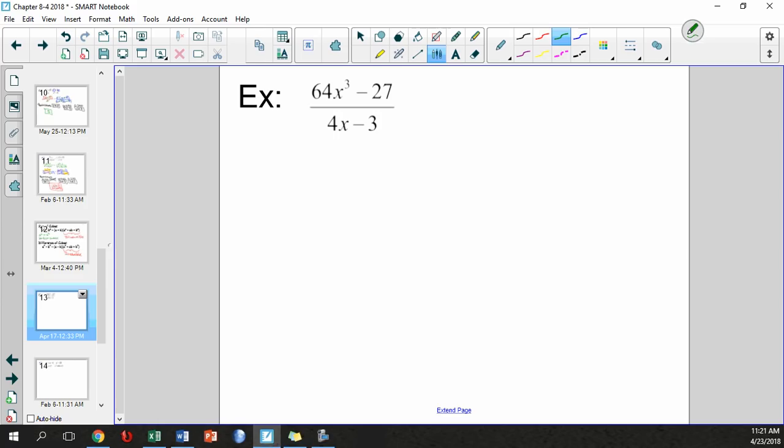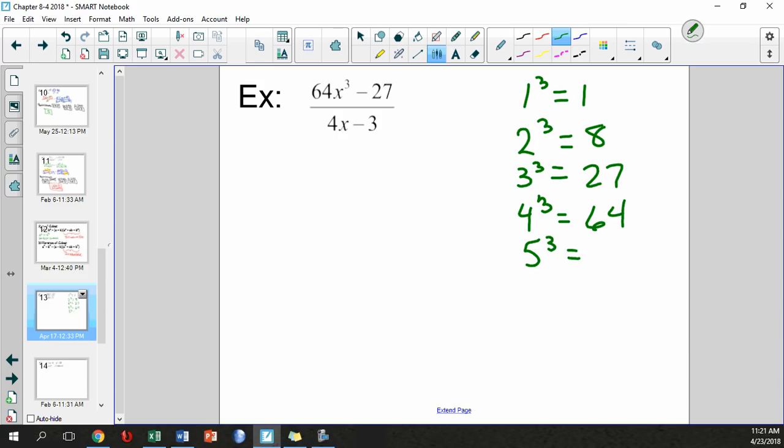Now, just to refresh our memory, 1 times 1 times 1 is 1, 2 times 2 times 2 is 8, 3 times 3 times 3 is 27, 4 times 4 times 4 is 64, 5 times 5 times 5 is 125. Okay, now that's generally about as far up as you generally have to go. Do we all understand that? And basically what you're doing is saying, okay, how do I get a 64x cubed out of this? What number multiplied by itself 3 times is 64?